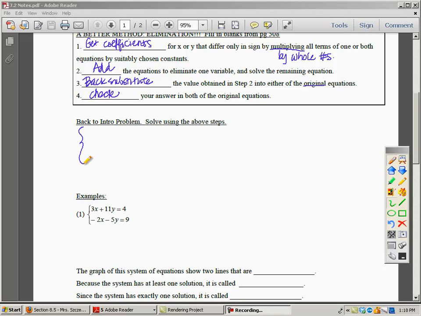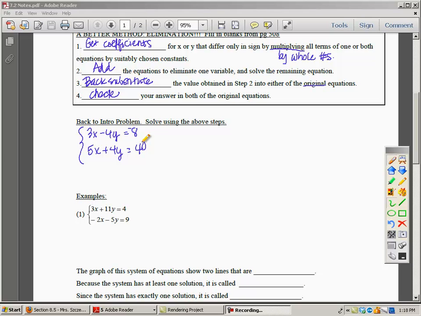Okay? Now I'm going to go to the intro question, and they gave you this question in the intro. They said if you have 3x minus 4y equals negative 8, and 5x plus 4y equals 40, can you solve this?